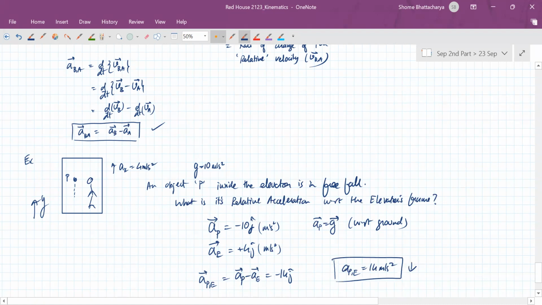Obviously, it will hit the floor of the elevator faster, no, because of its acceleration. If the floor of the elevator had been stationary, then the particle would be approaching it with an acceleration of 10. But now the floor is going up at 4, and the object is falling at 10. So the rate at which the distance between them is changing is becoming lesser and lesser.